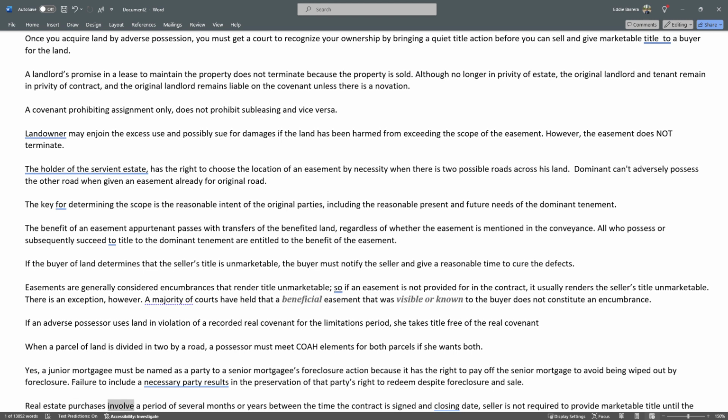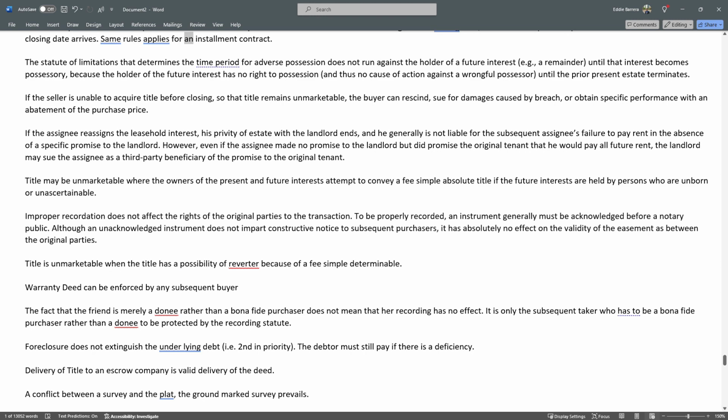Real estate purchases involve a period of several months or years between the time the contract is signed and the closing date. Seller is not required to provide marketable title until the closing date arrives. The same rule applies for an installment contract.